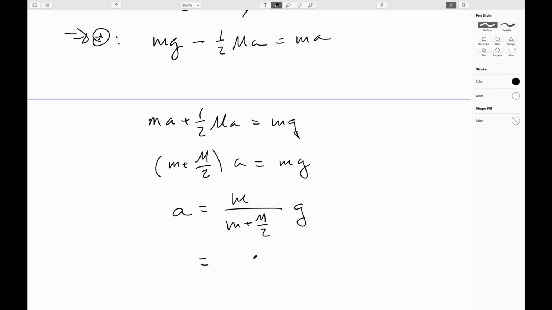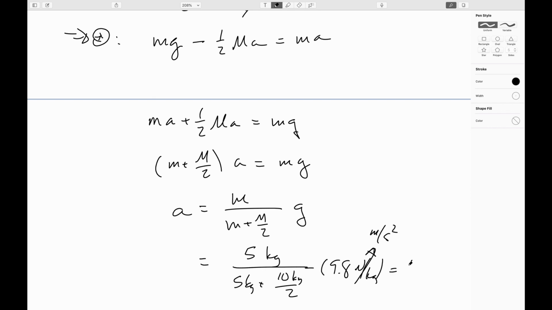So this turns out to be, little m was 5 kilograms. This will be over 5 kilograms plus 10 kilograms over 2. So that's 5 over 10, a half, of 9.8 newtons per kilogram, which here we will recast as meters per second squared to get 4.9 meters per second squared. Awesome.